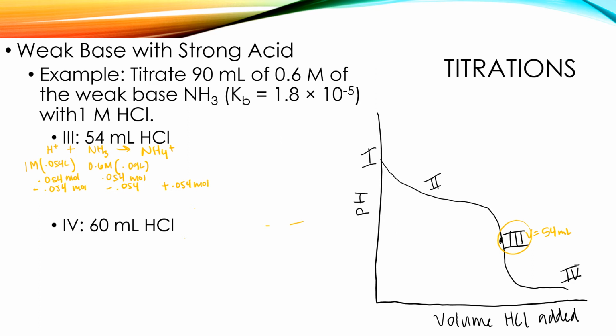So you can really kind of take a shortcut on this if you would like, and once you know the moles of one, and then divide it by the new volume. So the new volume is 90 plus 54, so 0.144 liters. So this concentration is 0.375 molar. So now I just have a weak base problem.